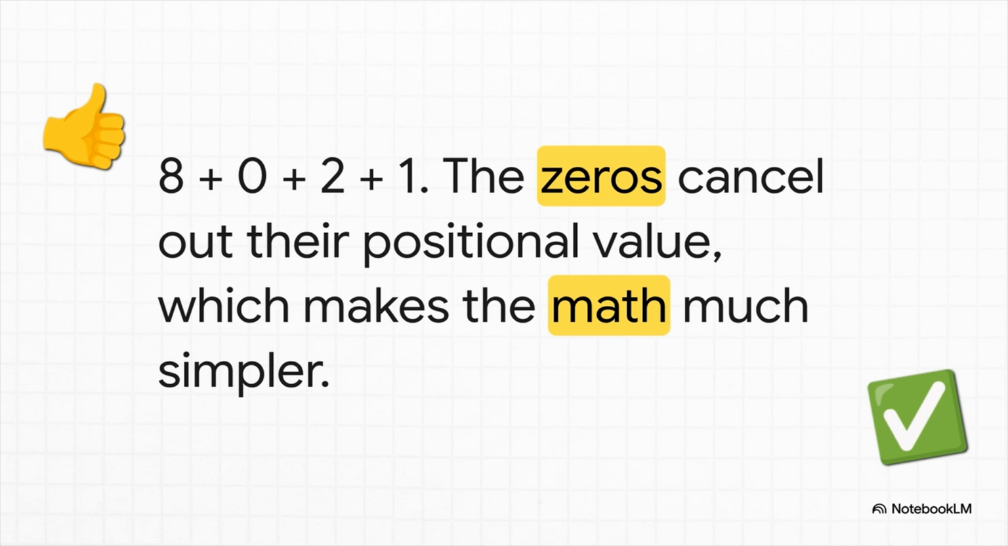And now for our final step. We add those numbers together. 8 plus 0 plus 2 plus 1 gives us 11. And there we have it. The binary number 1011 is the same as the decimal number 11. See? Not so difficult once you know the steps. Excellent work on that first one.